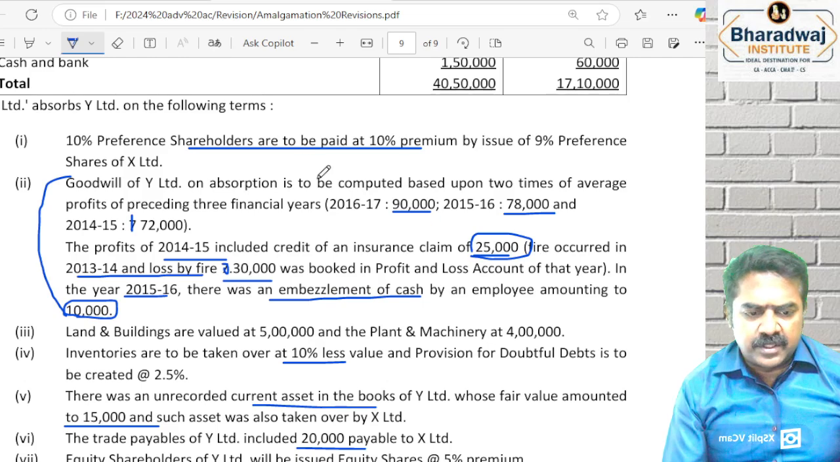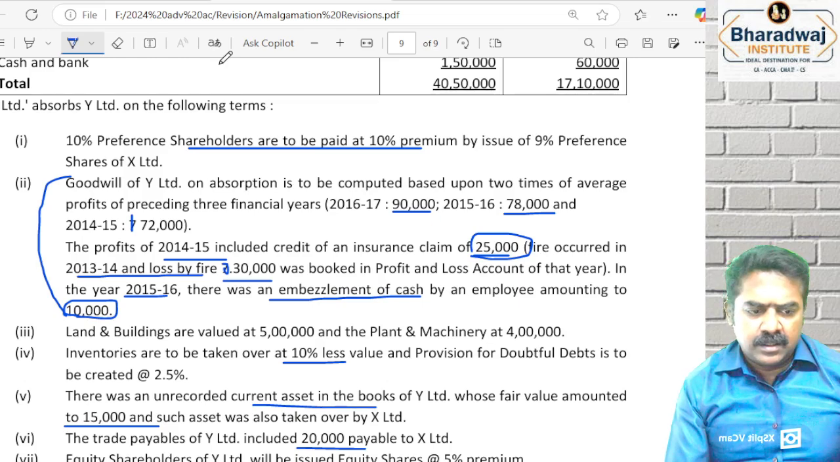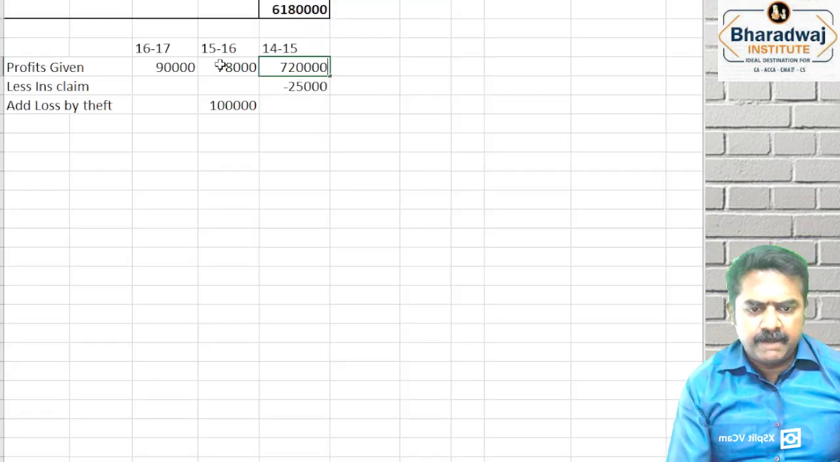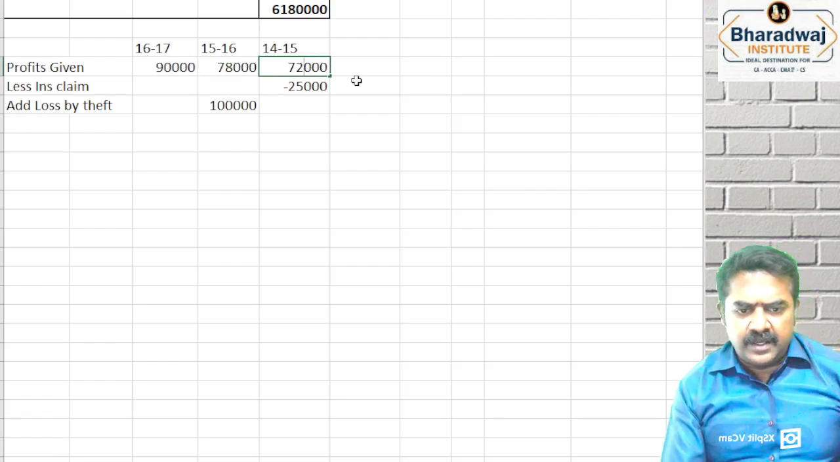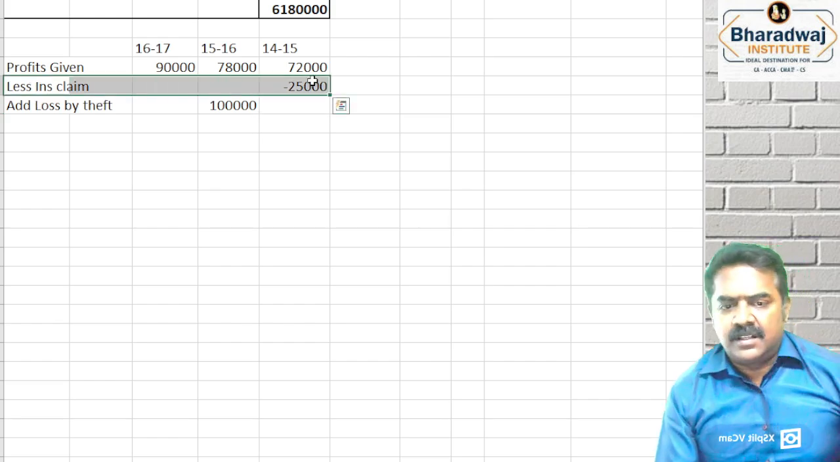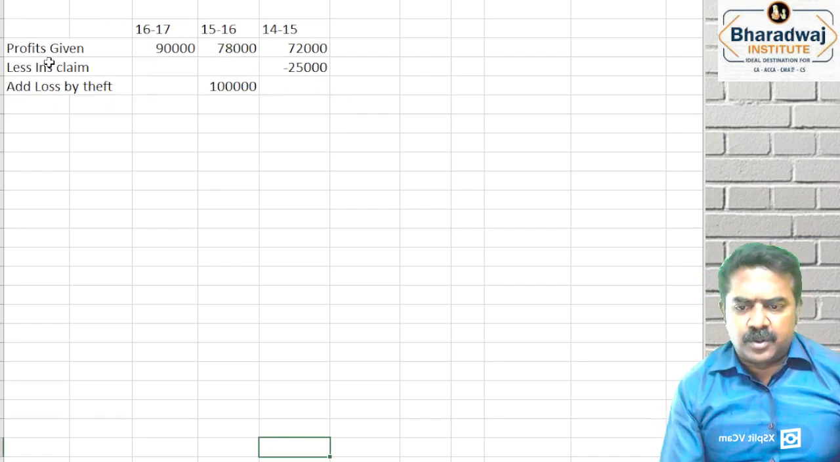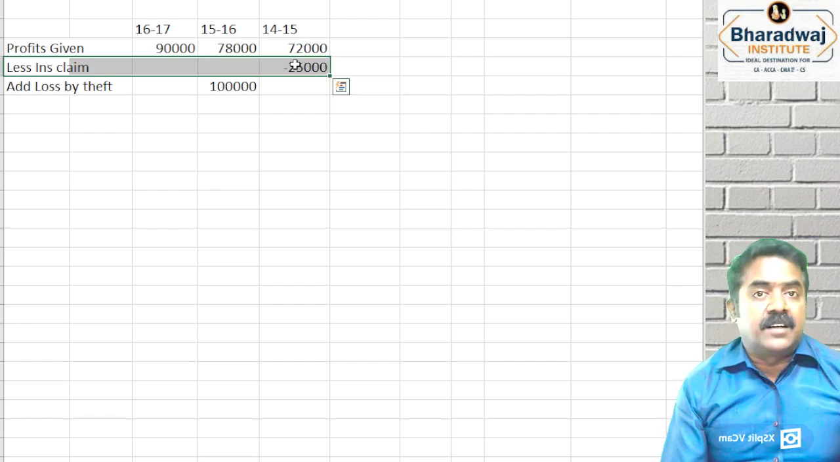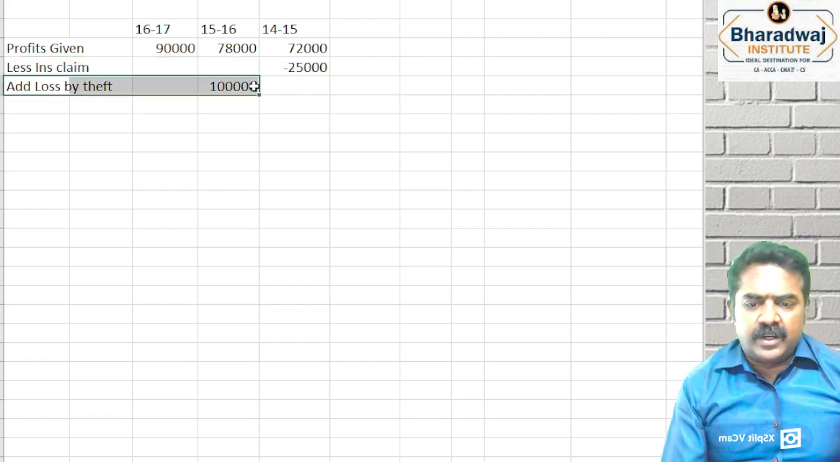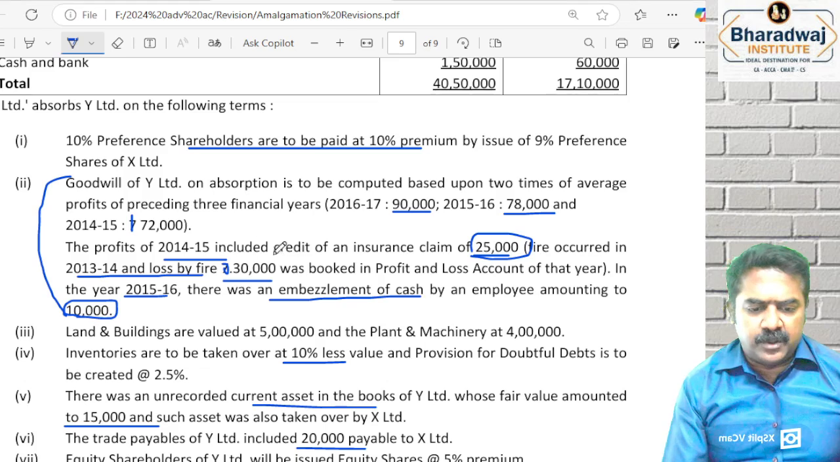Sorry, profits given 90,000, 78,000 and 72,000. I repeat, why are we eliminating insurance claim? This insurance claim is a kind of an income credited to P&L account. We lost by fire, there's an insurance claim. This insurance claim, will it come every year? No, eliminated. Why are you adding back loss by theft? This loss will not come every year, you add it back.